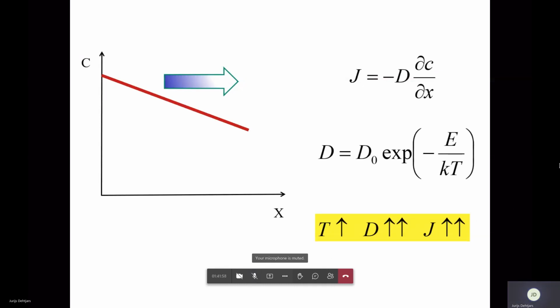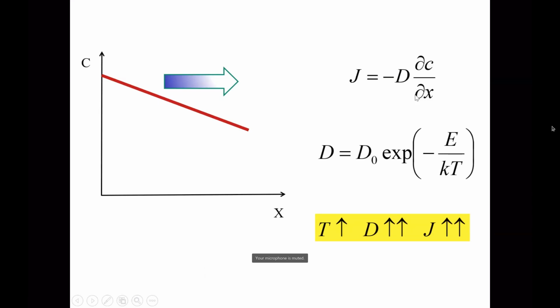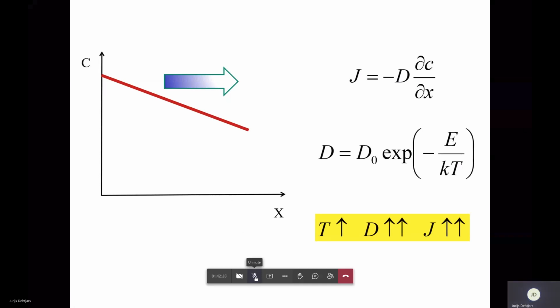Why? J, because the gradient is minus. The gradient is negative. I refer it to the heat transfer. The gradient is negative, so X is positive, but C falls down. You see, for the higher X, we have lower C. The gradient is negative. More questions?